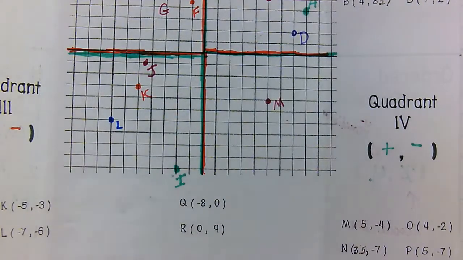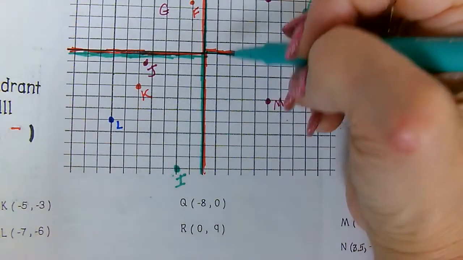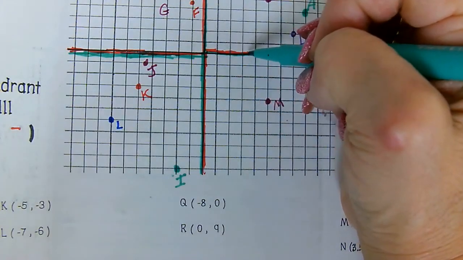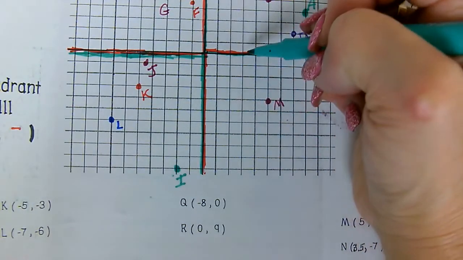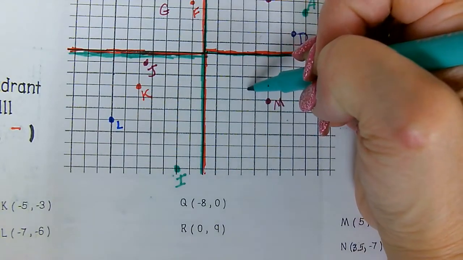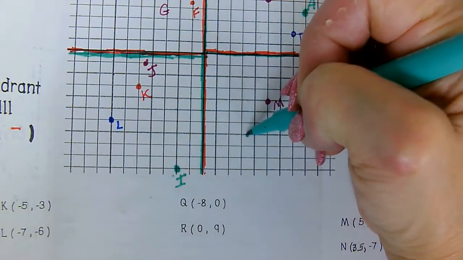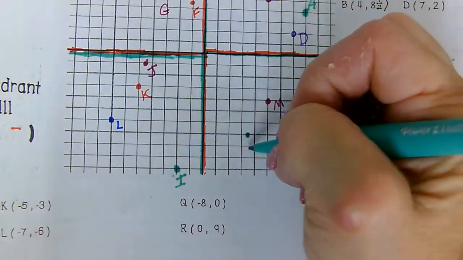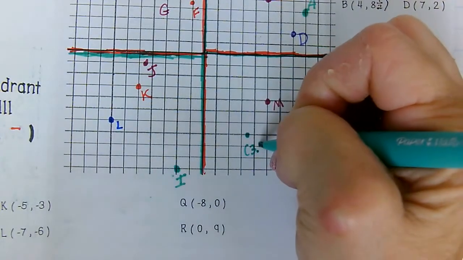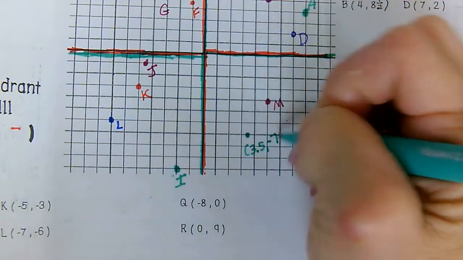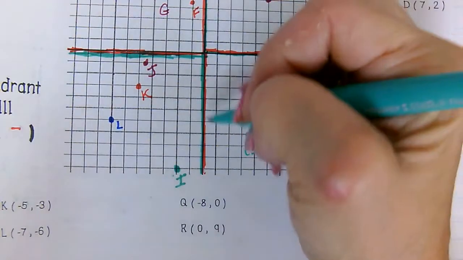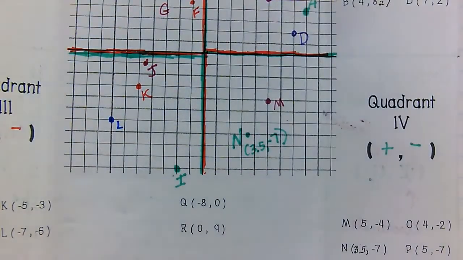Let's do N next. (3.5, -7). So to the right 3.5. 1, 2, 3, 0.5 more. And then down 1, 2, 3, 4, 5, 6, and 7. And that is (3.5, -7), right guys? And that was N. Actually, I should have just written it in.